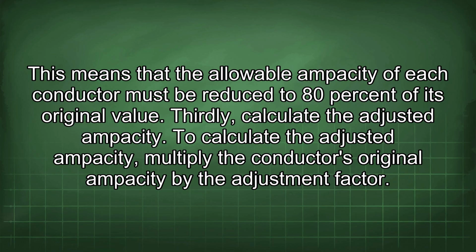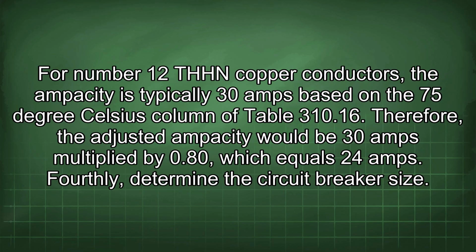Thirdly, calculate the adjusted ampacity. To calculate the adjusted ampacity, multiply the conductor's original ampacity by the adjustment factor. For number 12 THHN copper conductors, the ampacity is typically 30 amps based on the 75 degrees Celsius column of Table 310.16. Therefore, the adjusted ampacity would be 30 amps multiplied by 0.80, which equals 24 amps.